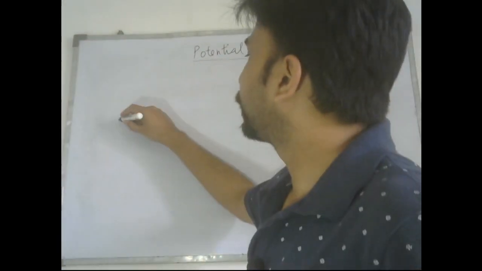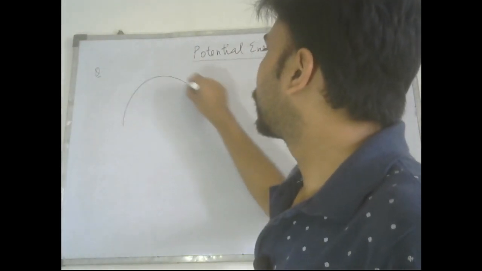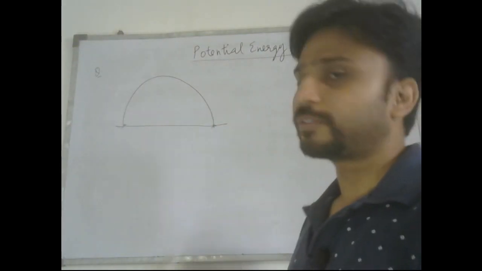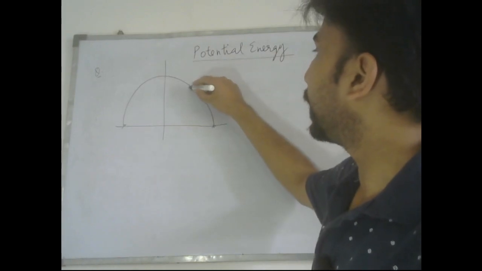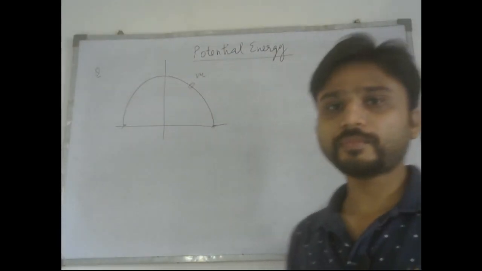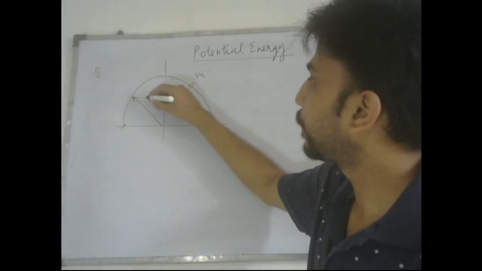So let us take a question. I have a vertical frame of wire. In this frame of wire I have a mass m which is situated over here. This frame of wire has some radius r.